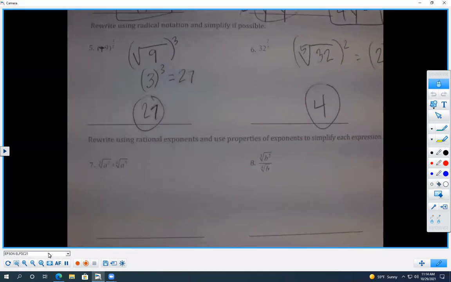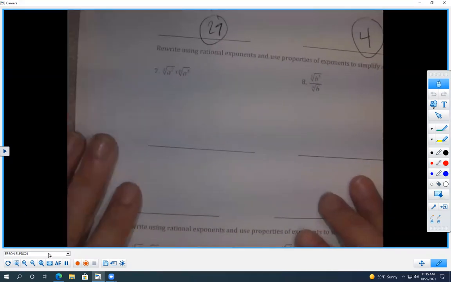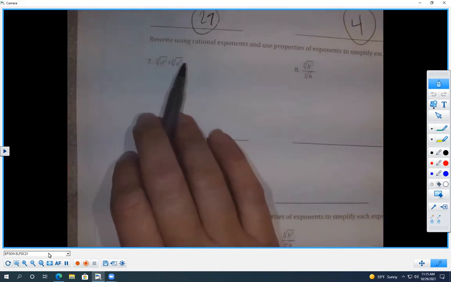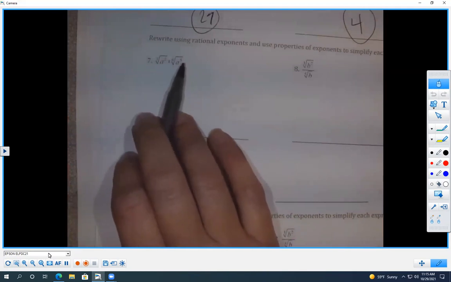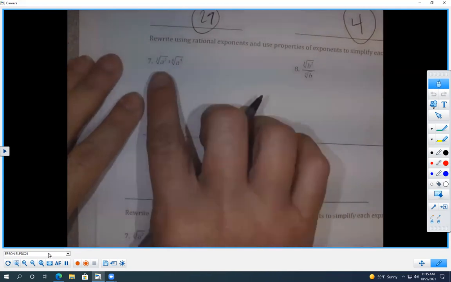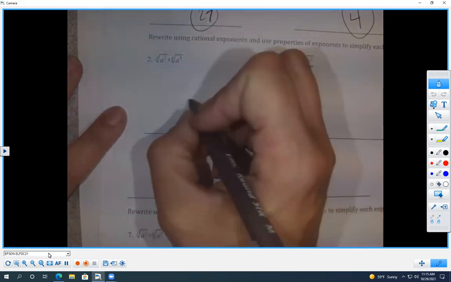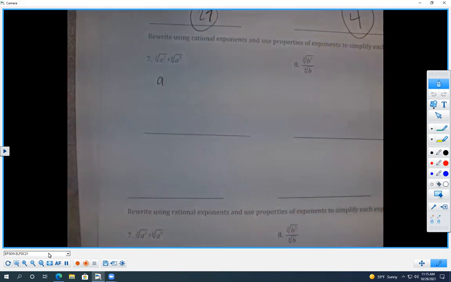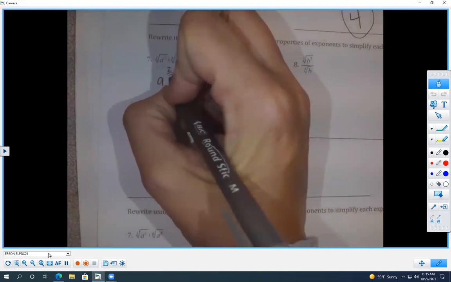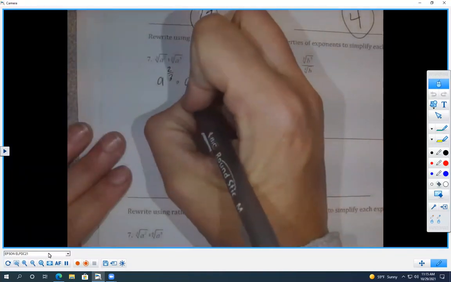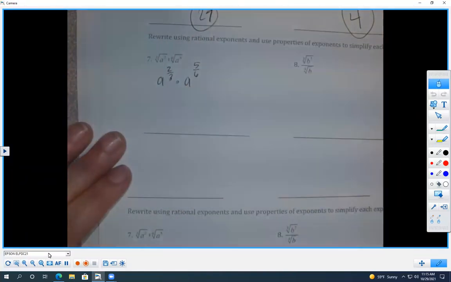Okay, 7 and 8 are the ones that we've been doing as review problems. So this is where we put it as rational exponents first, put them together using exponent rules, and then put it back as a radical. So how do I write the cube root of a squared with rational exponents? A to the 2/3 power, times the 6th root of a to the 5th would be a to the 5/6 power.